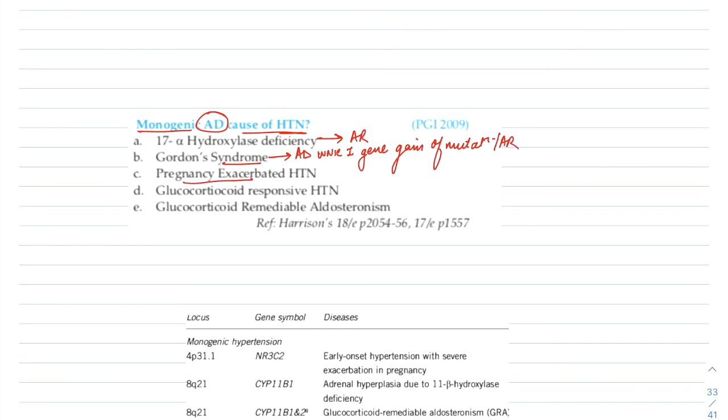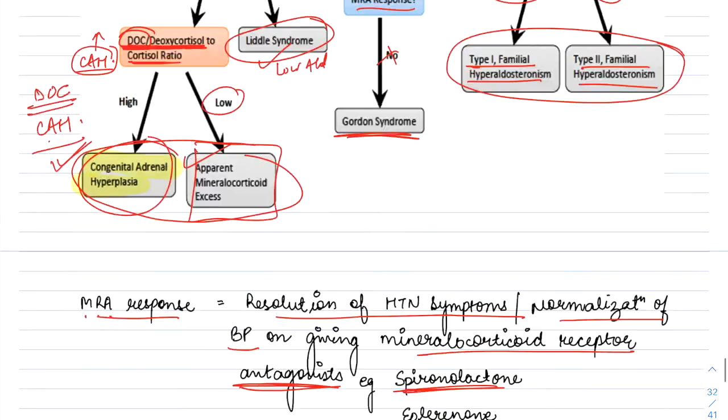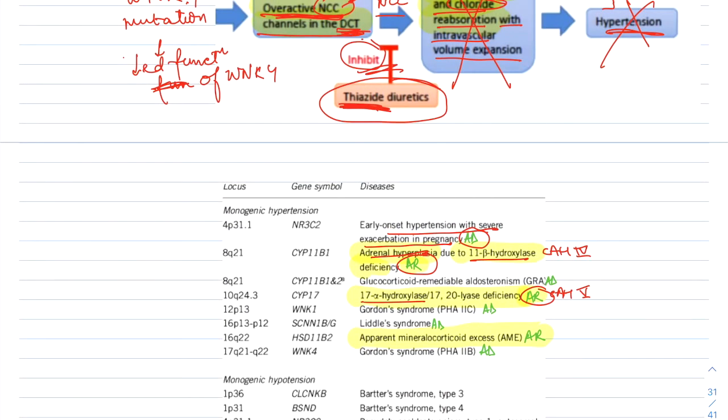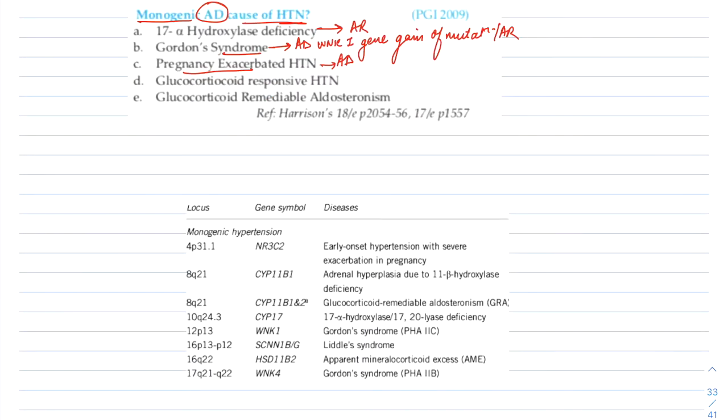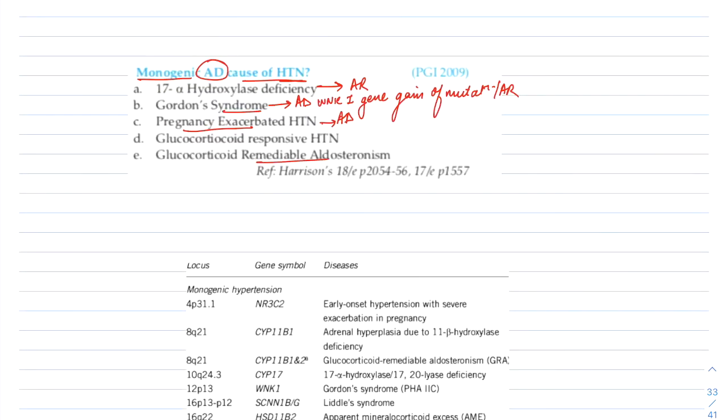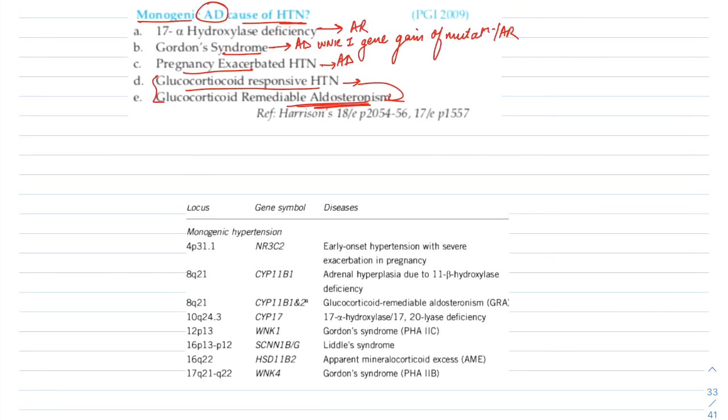The pregnancy associated exacerbated hypertension, as I've already discussed in this table, is autosomal dominant. Okay, so it is autosomal dominant. The glucocorticoid responsive hypertension is nothing but the glucocorticoid remediable hyperaldosteronism. These two are the same things actually. Therefore, the glucocorticoid responsive or remediable hyperaldosteronism is autosomal dominant. Okay, for this answer, B, C, D, and E all are the forms of monogenic autosomal dominant causes of hypertension.